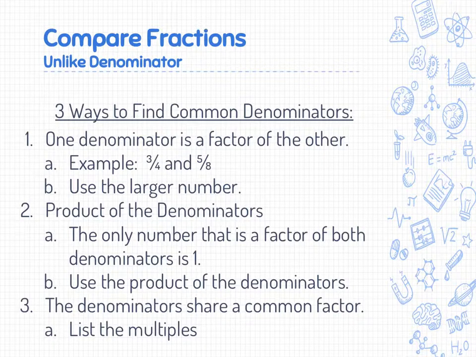The second way is called product of the denominators. We know when to use product of the denominators when the only number that is a factor of both denominators is 1. Multiply the denominators by each other, and the product is the new denominator. And then the third way, if the denominators share a common factor other than 1, what you should do is list the multiples. Now let's look at each of those methods in a little bit more depth.